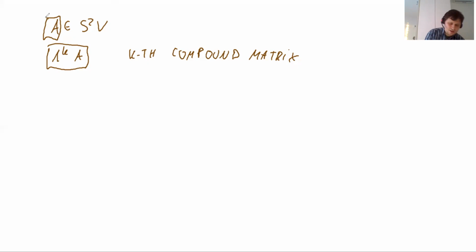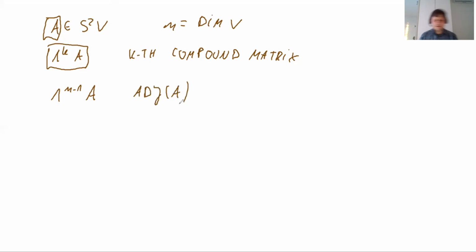So in particular, note that we will always use the convention that n is the dimension of V. Then the n minus first compound matrix of A is basically the adjugate matrix formally, but you can really think that up to scaling and up to isomorphisms, that's like the inverse matrix. Okay, so we start with the definition of one of the definitions of the variety of complete quadrics.